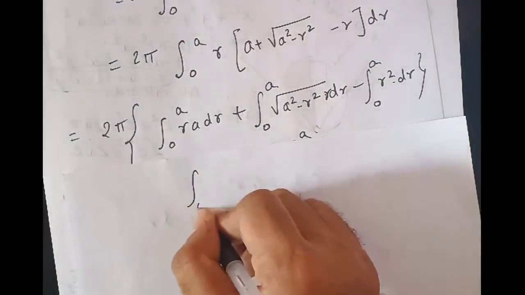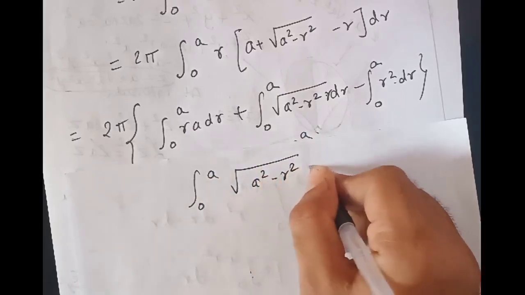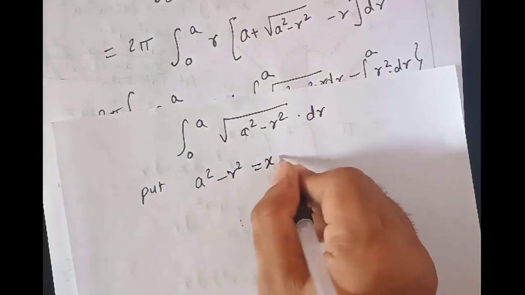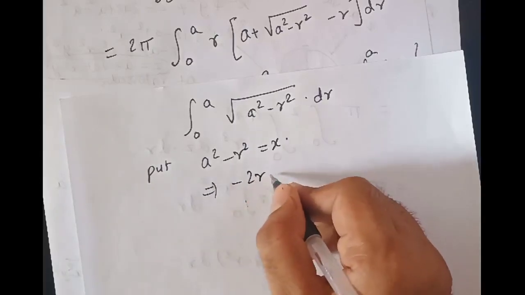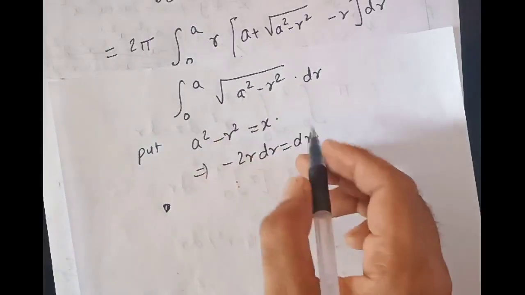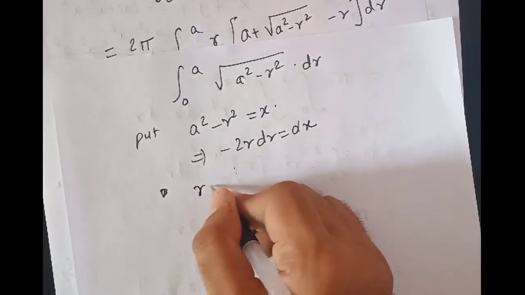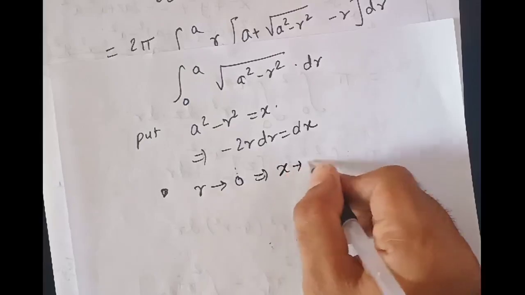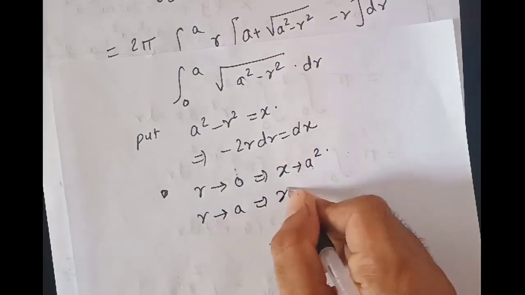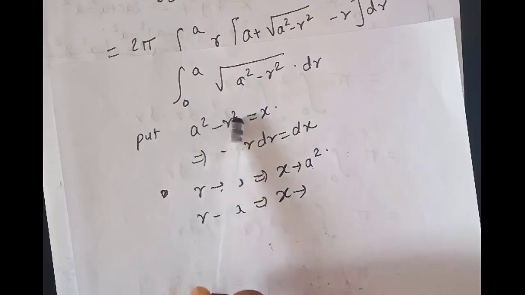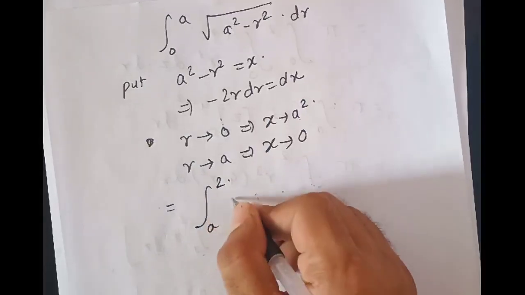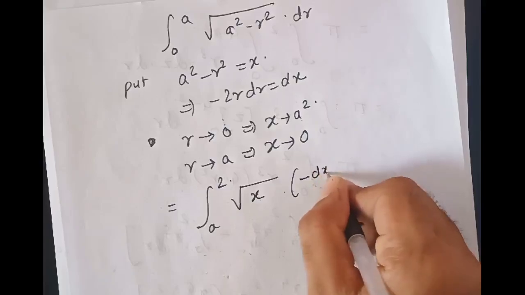So we know what is integral 0 to a of square root of a² minus r² times r dr. For that we will put a² minus r² equal to x. That implies minus 2r dr is equal to dx, and the limit will also change. So when r goes to 0, x goes to a², and when r goes to a, if I put r equal to a, x becomes 0. Therefore we get integral from a² to 0 of square root of x times minus dx by 2.